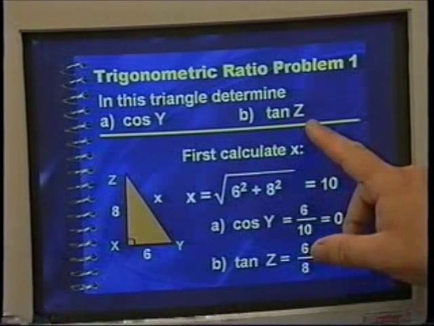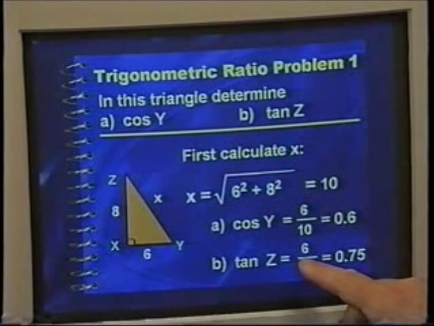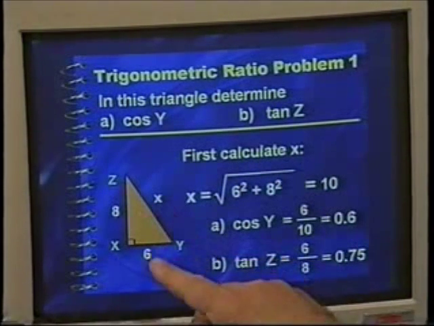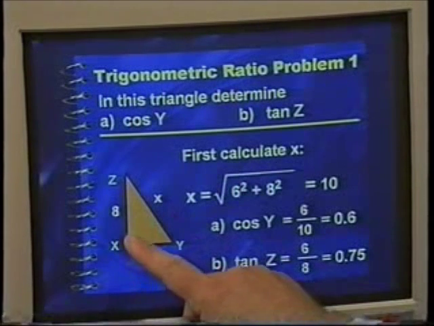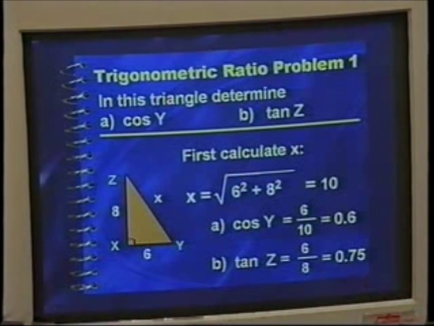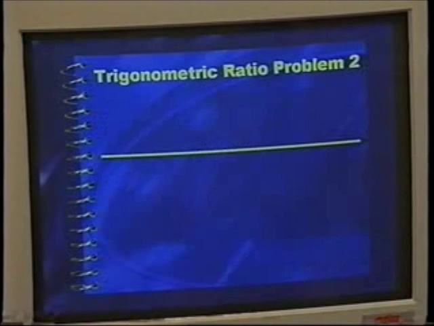And for the tangent of z, the second answer, we actually have to get 6 over 8, because we want for z the opposite over the adjacent, 6 divided by 8, and that can be written as 0.75. Let's go straight into a second problem, a little bit more difficult.